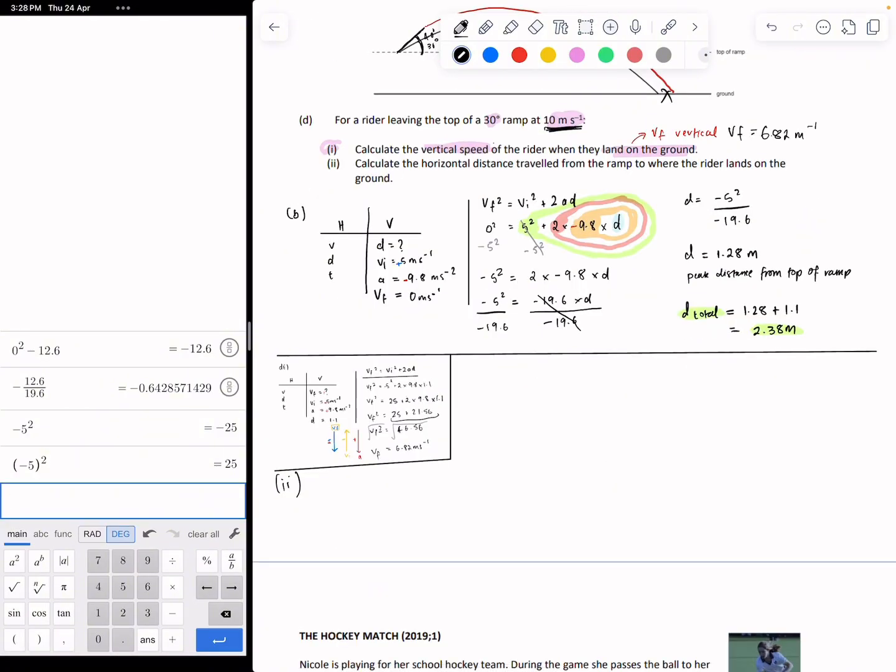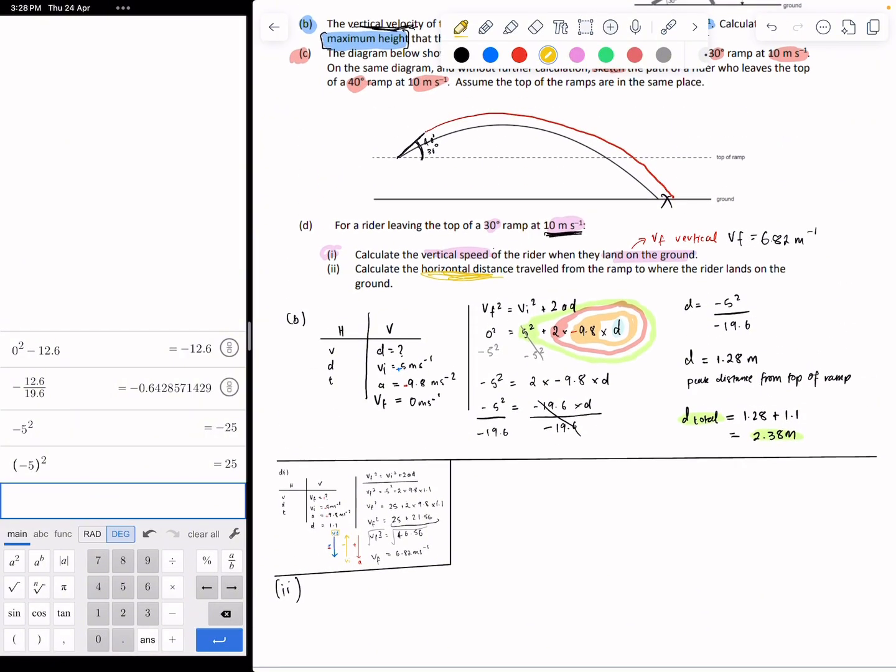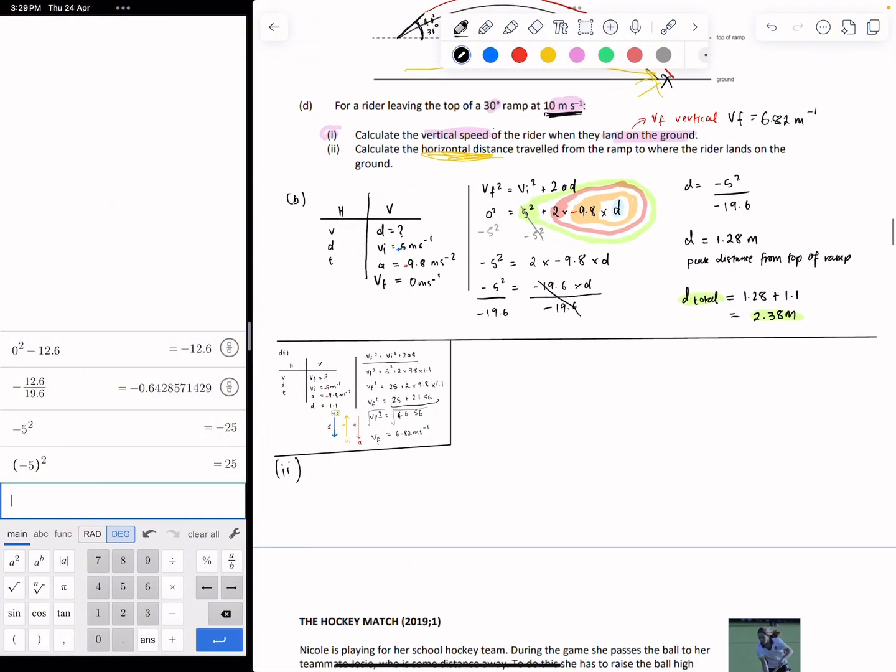Here's what we need to do. Calculate the horizontal distance traveled from the ramp where the rider lands on the ground. Okay, so how far does this rider end up? Okay, we want to find this horizontal distance. So again, you know I love tables. So what we have is our horizontal components and our vertical components. We know that for our horizontal stuff, the equation that we use is V equals D over T. And so what we want to find is the horizontal distance.